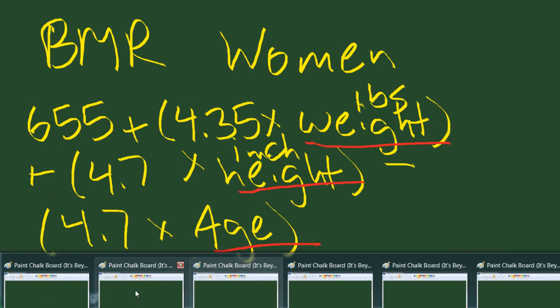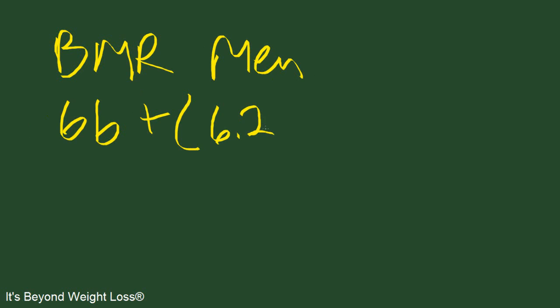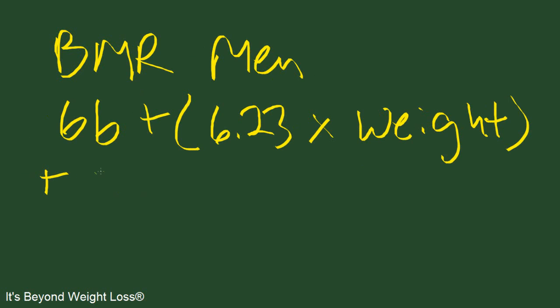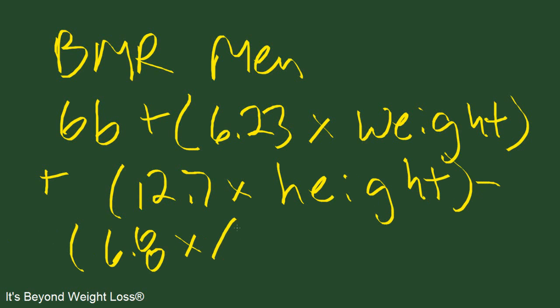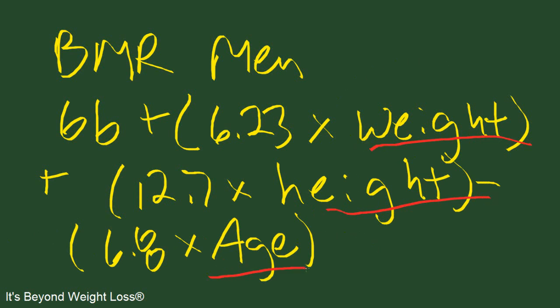Next, we will go over the equation for men, which is slightly different, just because men and women do have different metabolisms and body makeups. So this equation is 66 plus 6.23 times weight, which is again in pounds, plus 12.7 times height, which is in inches, minus 6.8 times the age. Again, we have the important values of weight, height, and age.